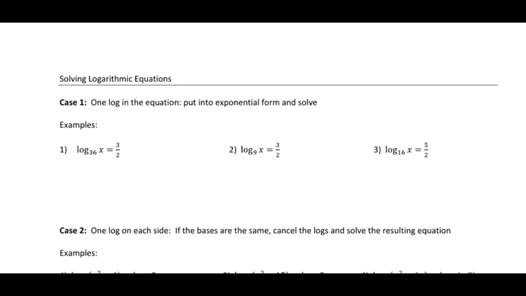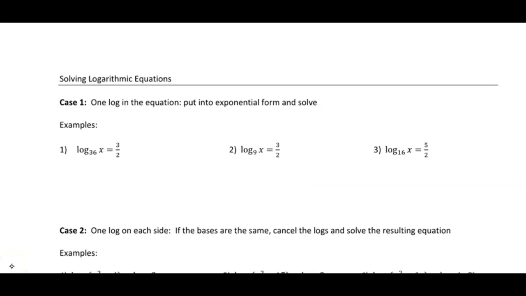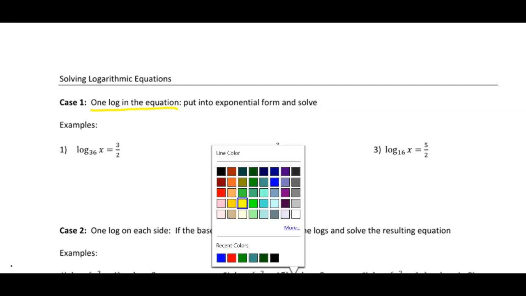Okay, so those are your real basic logarithmic expressions and equations. Then when we go to solving logarithmic equations, we have two different situations to start with. We have case 1, where you have just one log in the equation. What you're going to do is switch it over to exponential form and then solve it like we've done on the previous page. When you look at all these examples here, I just see a log on the left and a number on the right.